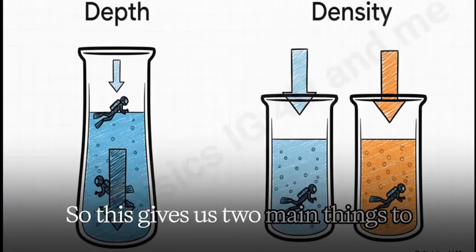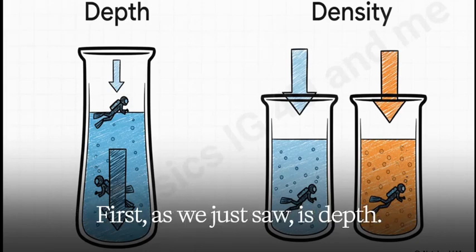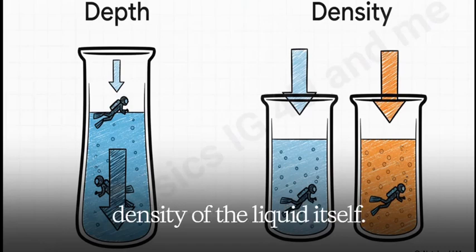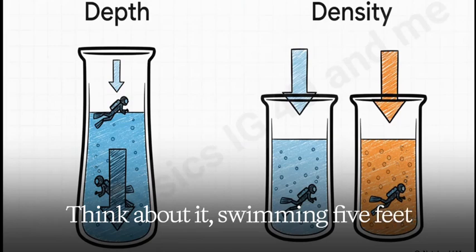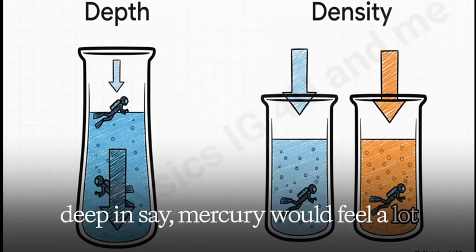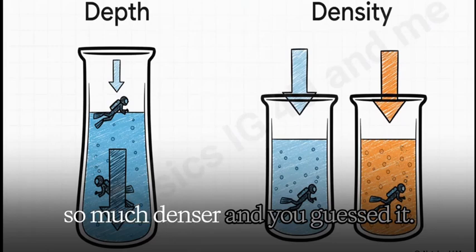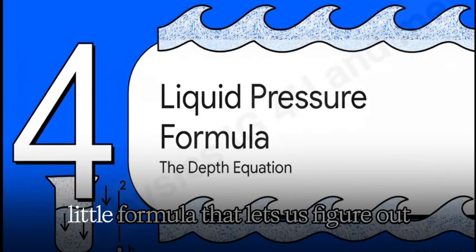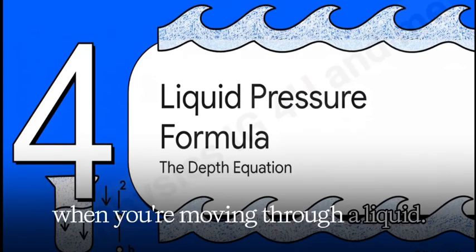So this gives us two main things to think about for pressure in a liquid. First, as we just saw, is depth. That's a big one. The other one is the density of the liquid itself, basically how heavy or thick it is. Think about it. Swimming 5 feet deep in, say, mercury would feel a lot different than swimming 5 feet deep in water, because mercury is so much denser. And you guessed it, just like with solids, there's a slick little formula that lets us figure out exactly how much pressure changes when you're moving through a liquid.